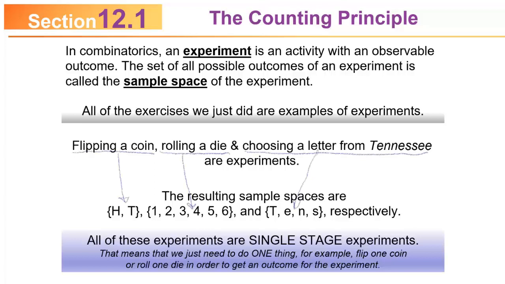Now, all of these experiments have one other thing in common, in that they are called single-stage experiments. All that means is we just needed to do one thing. For example, if we're flipping the coin, we just need to flip a coin one time. Roll the die just once in order to get the outcomes. That's a single-stage experiment, where you really only have to do one thing to get the sample space.